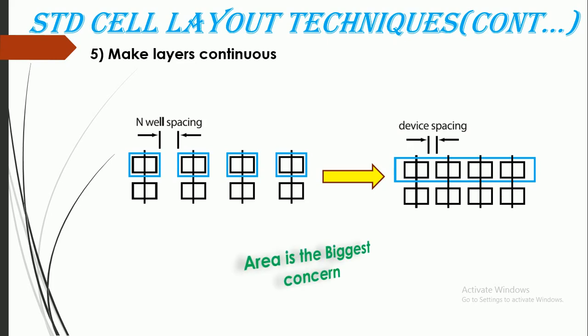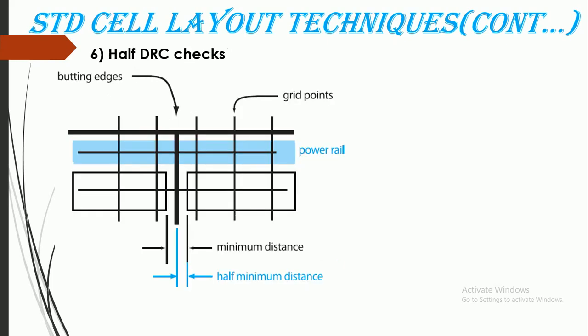And this is so important in DRC checks. Whatever layers we place at the boundaries, they should follow half DRC distance. Why so? If we are not following the half DRC rule and we place two cells next to each other, after placing them abutted we will face some issues. So in order to avoid such scenarios, we will follow half minimum distance rules for each and every layer coming at the boundary.